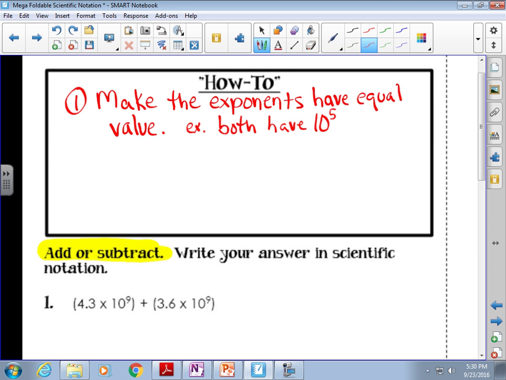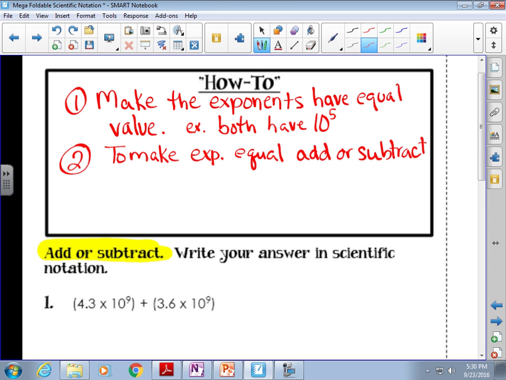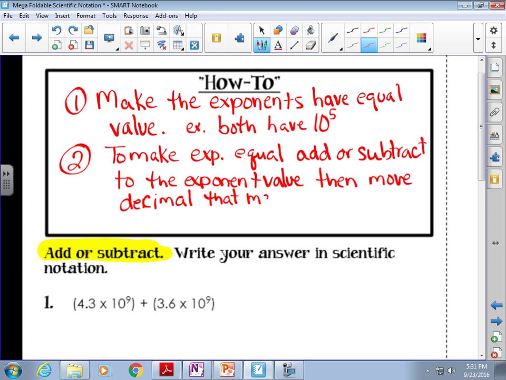Step two, to make exponents equal, add or subtract to the exponent value. Then move your decimal that many places. All right? And I'm going to show you all of this.